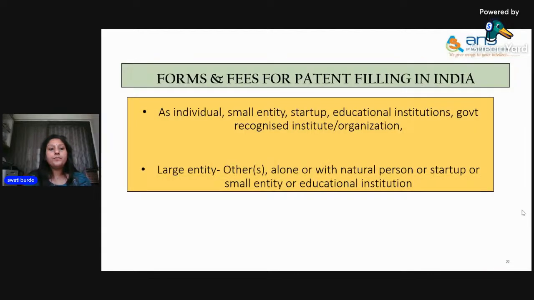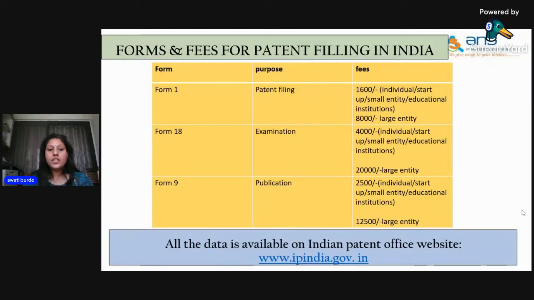So now, how can we file? There are two different classifications which the patent office has made. We can file as an individual, small entity, startup, or educational institution. So this is one classification. The other is large entity, which is other than natural person, startup, small entity, educational institutions. So the fees are separate for these two. For example, for Form 1, the fees is 1,600 for individual, startup, small entity, and educational institutions. Rather, for large entity, it is 8,000.